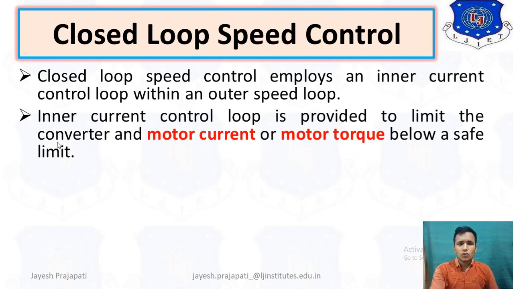The inner current control loop is provided to limit the converter and motor current or motor torque below the safe limit. That is the current loop, meaning it limits the converter and motor current and torque also. Because current is proportional to torque, and torque means force, that is also proportional to the speed.